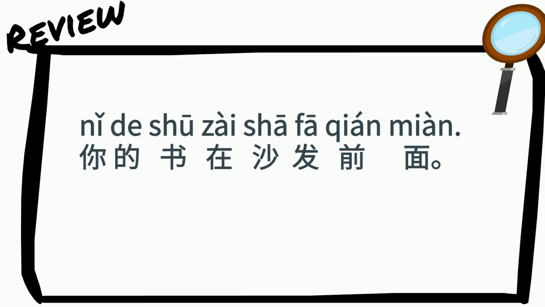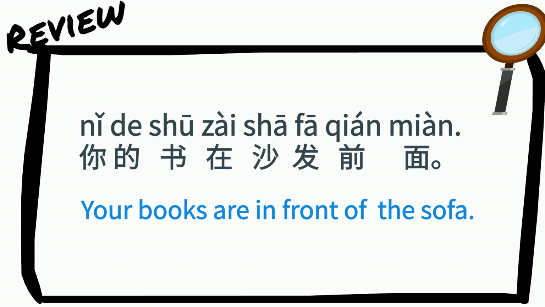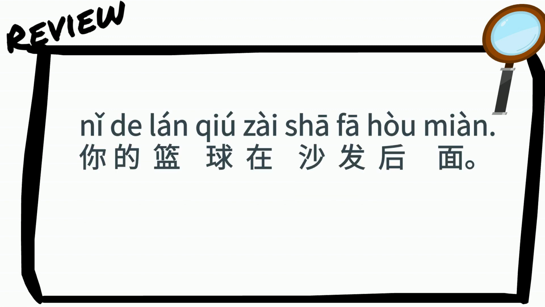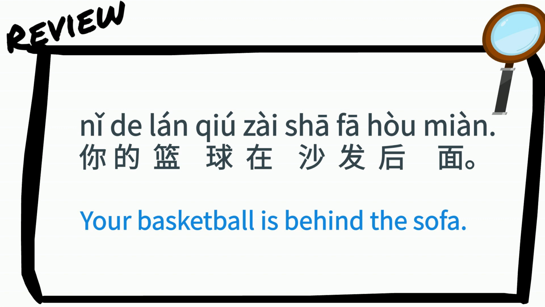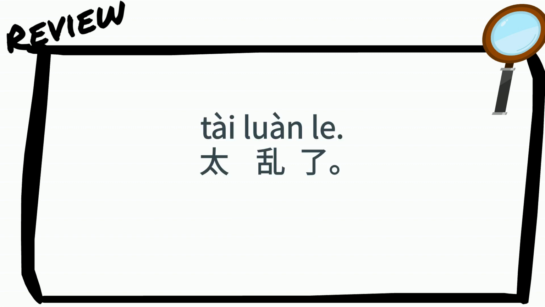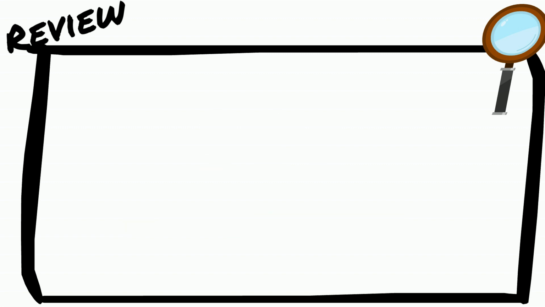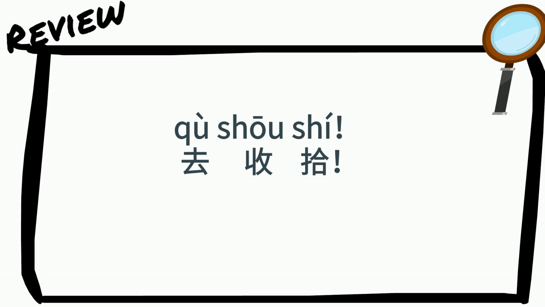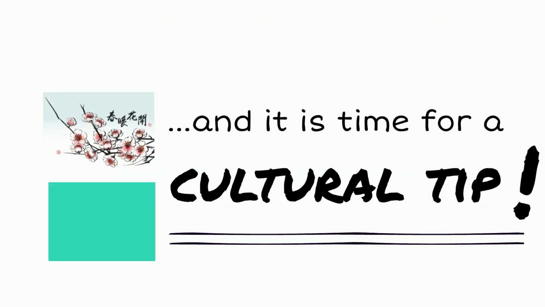你的书在沙发前面 Your books are in front of the sofa. 你的篮球在沙发后面。 Your basketball is behind the sofa. 乱 messy. 太乱了 too messy. 收拾 clean up, tidy up, organize. 去收拾 go clean up. Now it's time for a culture tip.